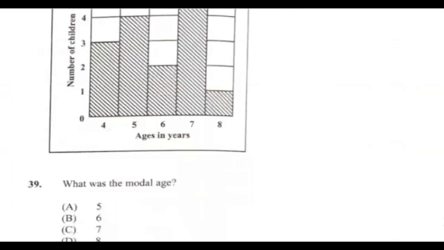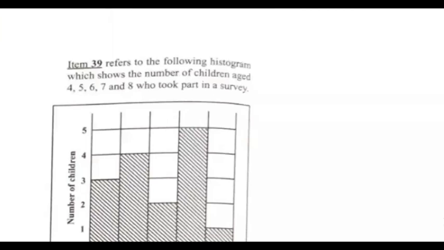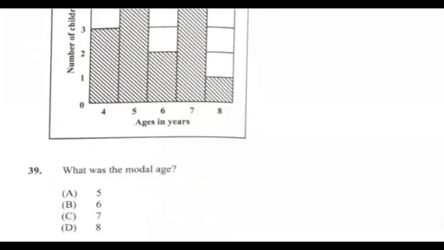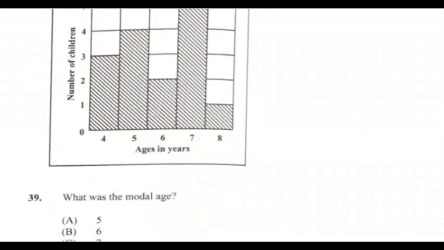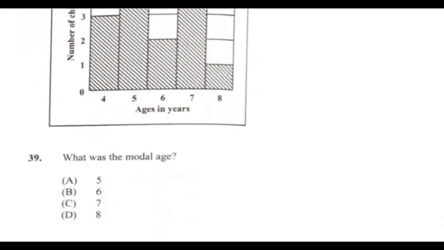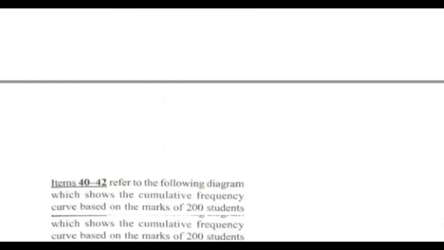39, what was the modal age? This graph shows the number of children who took part in a survey. For the modal age, you need to remember the difference between mean, mode, and median. Mode refers to the one that occurs the most, and in this case the modal age, the one that occurs the most, the highest bar in this histogram, is 7. So the modal age is 7. So our answer for 39 is C.